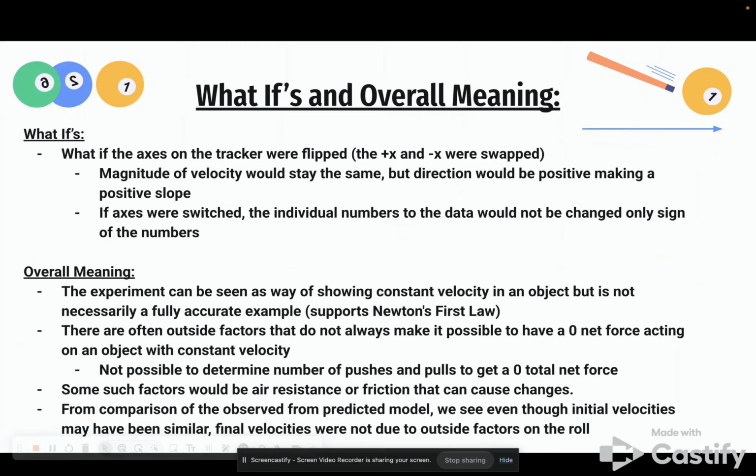Overall, this experiment demonstrates constant velocity motion and supports Newton's first law, which states that an object continues moving at constant velocity when no net force acts on it. However, in real situations, it is difficult to achieve perfectly zero net force because of outside factors like friction and air resistance that are always present. This is why there are small differences between predicted and observed motion.